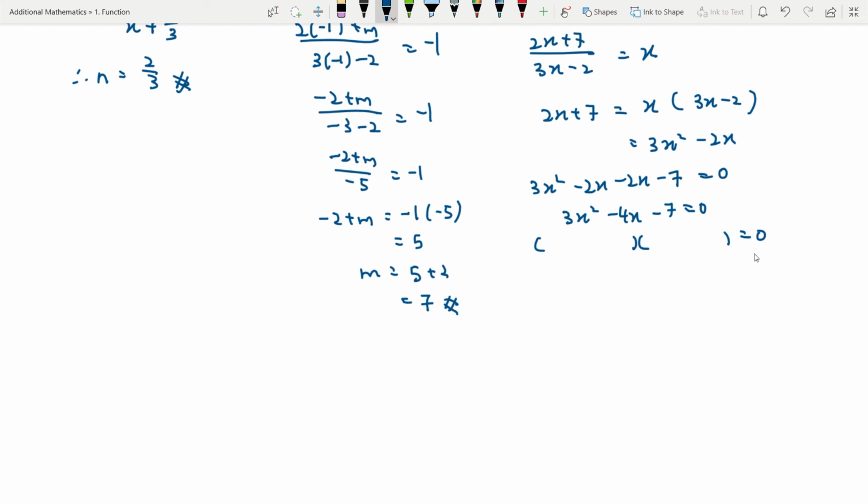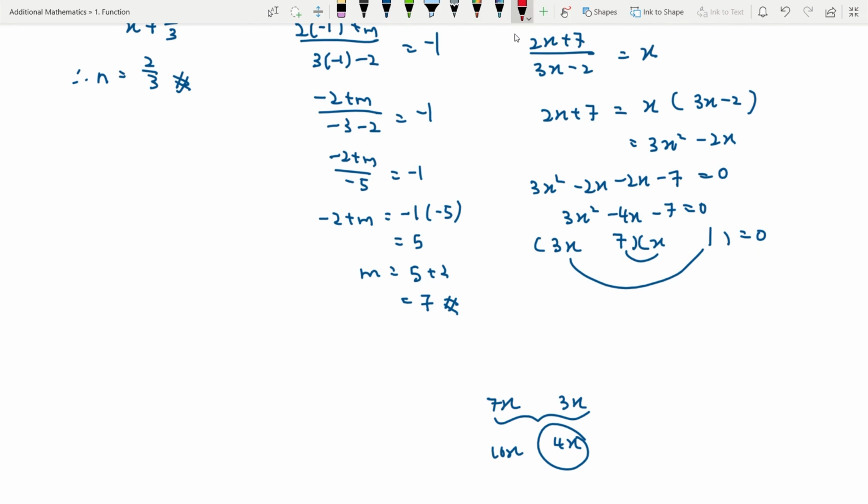3x squared can be separated into 3x and x. 7 is separated into 7 and 1. Let's try. If we put 7 and a 1, here we get 7x. Here we get a 3x. If we add them, we get a 10x. If we minus them, we get a 4x. 4x is what we need, so this combination is correct.